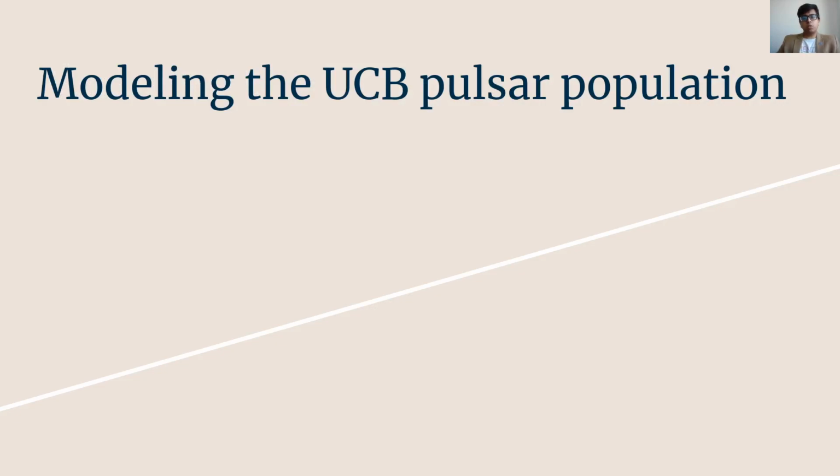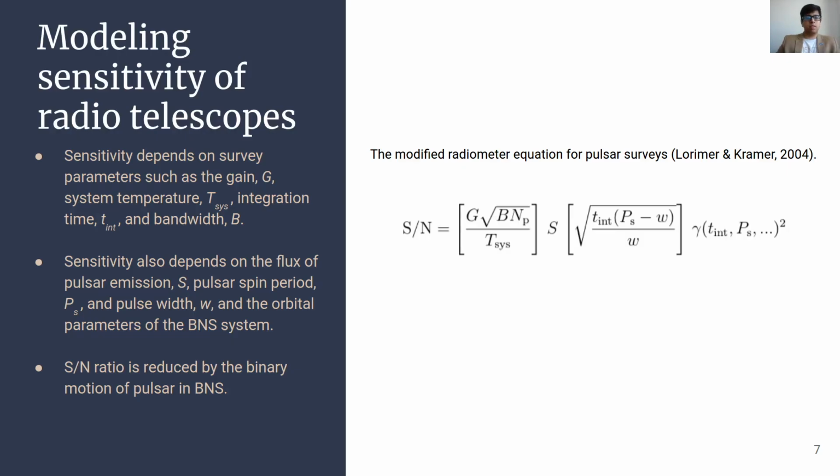So how do we model the UCB pulsar population? Modeling the pulsar population centers around the radiometer equation shown here on the right hand side. The radiometer equation quantifies the sensitivity, or the signal to noise ratio, that any radio pulsar survey can achieve for a given type of pulsar. The sensitivity depends on the telescope and survey parameters such as the gain G, system temperature Tsys, integration time Tint, and the bandwidth P.